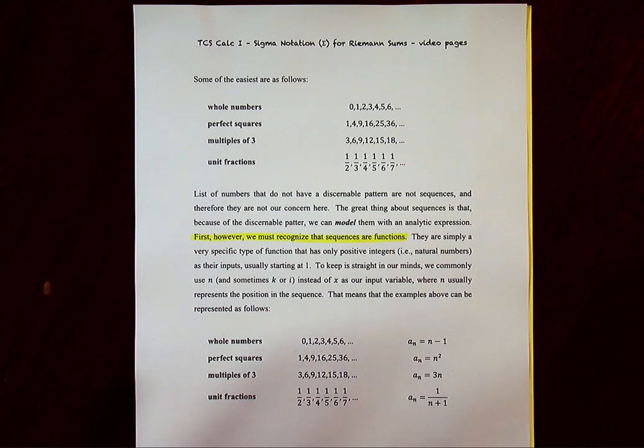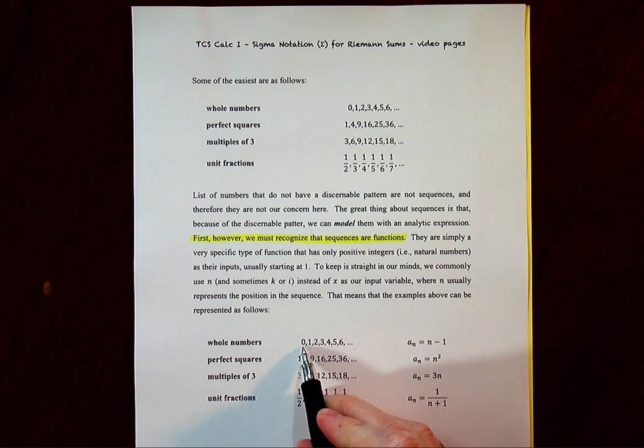Now, because we can model these things, let's actually walk through the 4 examples that we had up at the top of the page and actually model them, right? What we see here is that for the whole numbers, the first position is not a 1. The first position is a 0. And the second position is a 1. The third position is a 2.